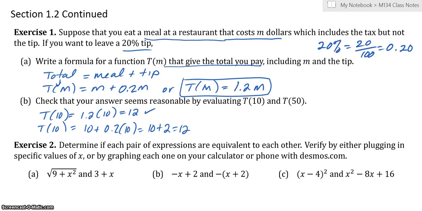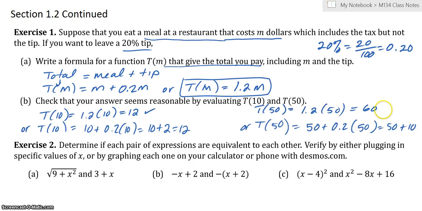What's t of 50? If you did not get the answer before, this might be a good time to pause. But here's the answer. The answer is 60. If you put 1.2 into this and you multiply it on a calculator, you get 60. If you decide to put it in here, you get 50 plus 10, which is also 60. So the answer is $60. Here we didn't put the dollar sign. $12.